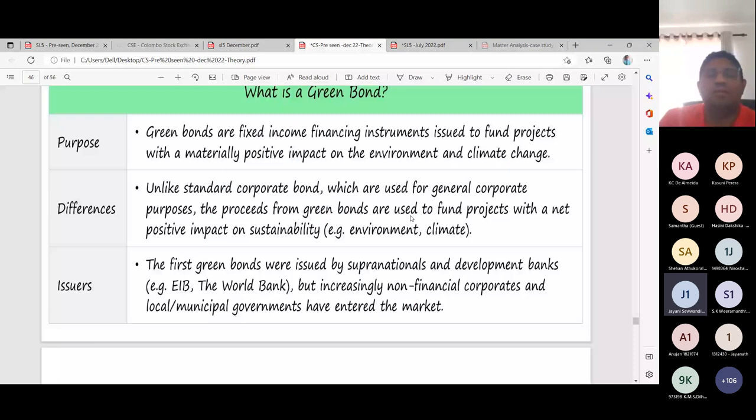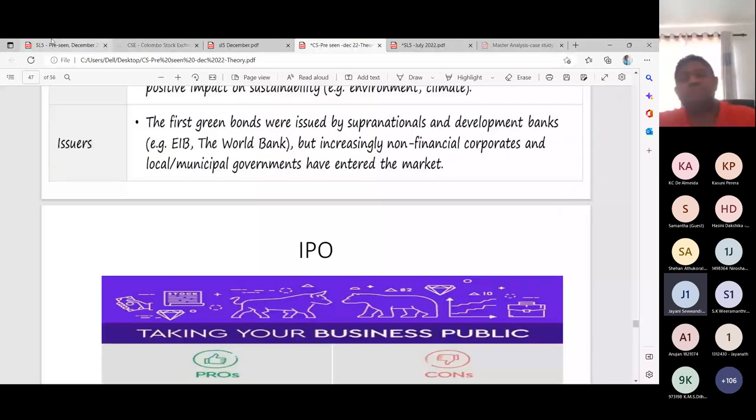Look at this. These are fixed income financing instruments to fund some projects that have a positive impact on the environment and climate change. There are some investors, environment conscious investors, who invest in these green bonds, right? So normally we use these for environment protection or environment preserving projects. This can be used by any organization, right? Right. But it didn't work, no?